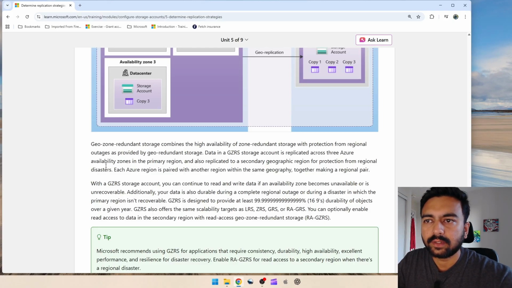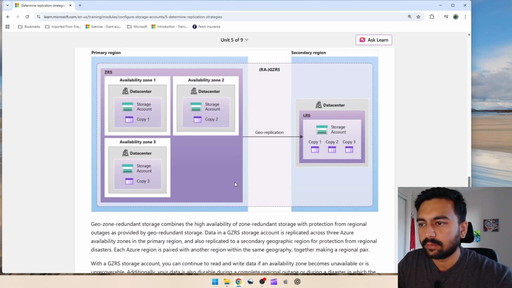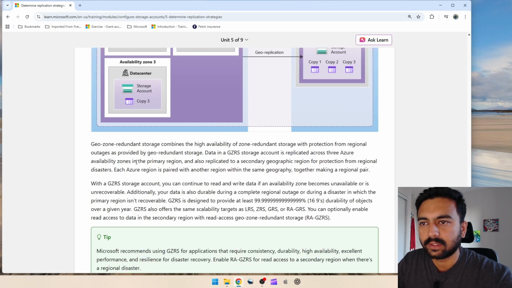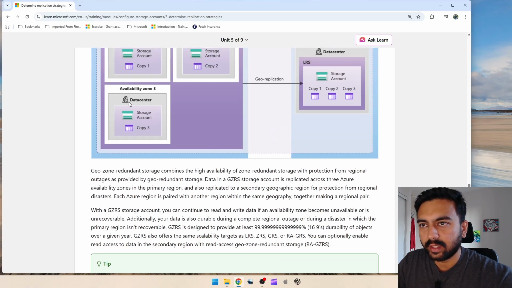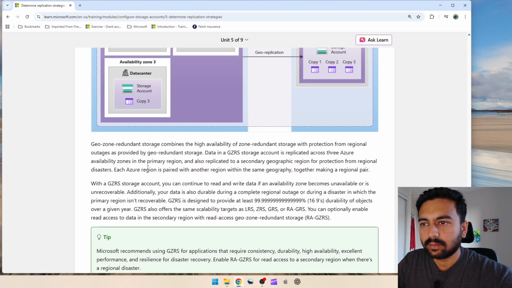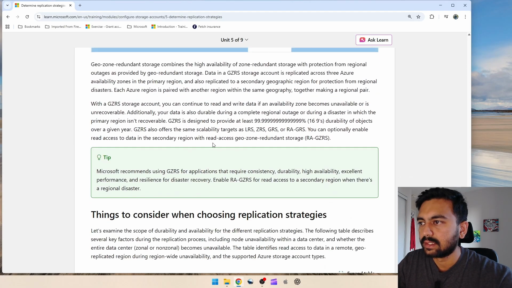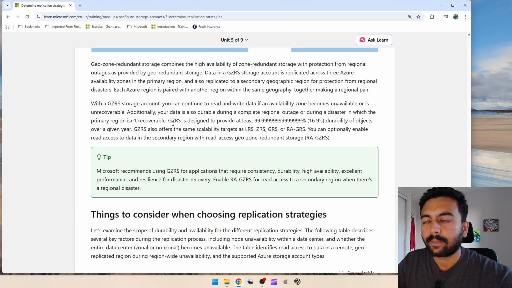Replicated across three availability zones in the primary region, and also replicated to a secondary geographic region. So what we just went through. You can continue to read and write data if an availability zone becomes unavailable or unrecoverable. Data is also durable during a complete regional outage. Makes sense. During a disaster, GZRS is designed to provide at least 99.99...% durability of objects in a given year. It offers the same scalability targets as locally redundant storage.